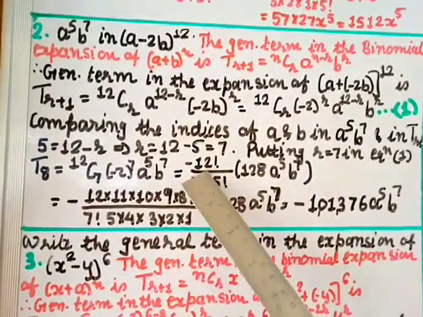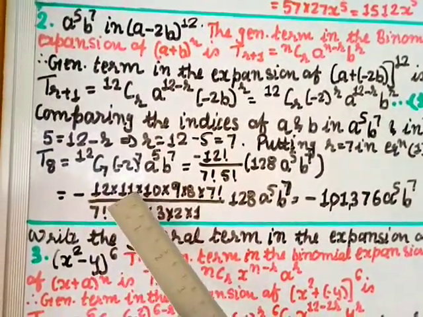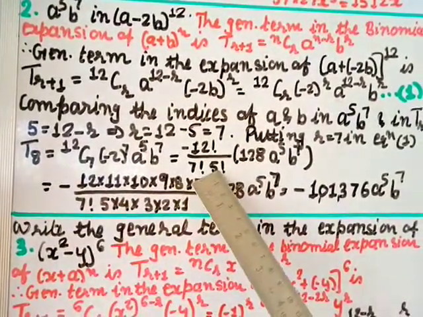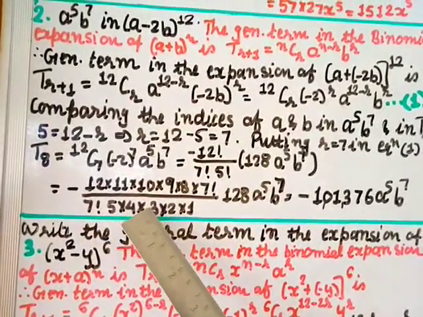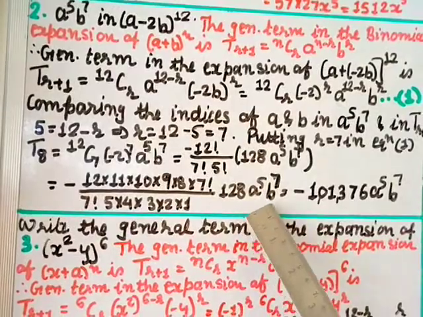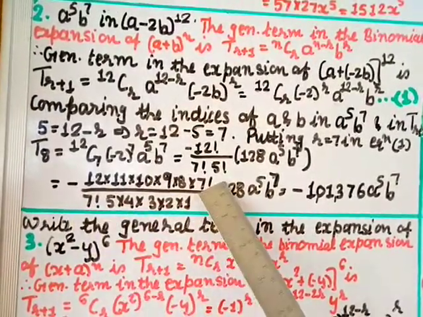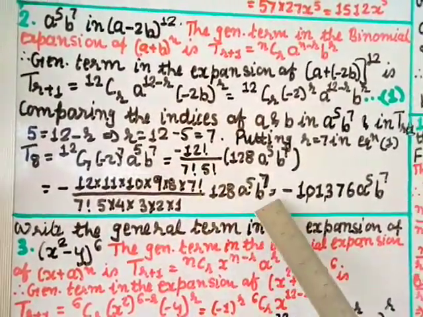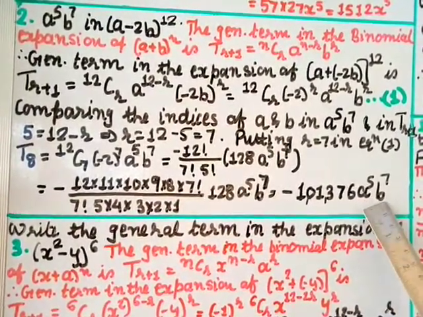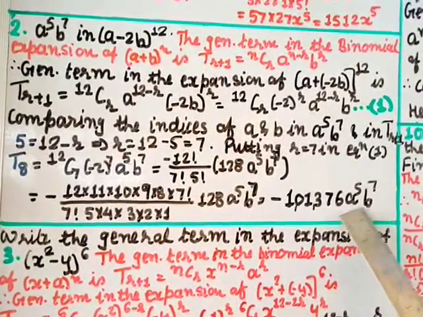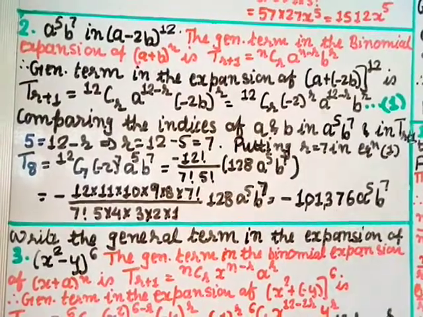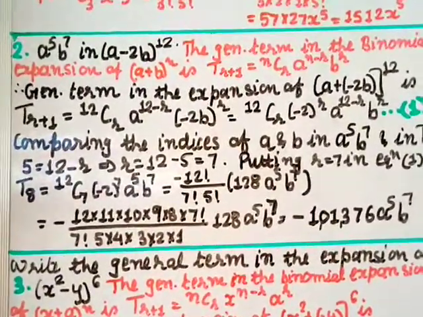Okay, 12 factorial can be written as 12 into 11 into 10 into 9 into 8 into 7 factorial. This 7 factorial stays as it is. 5 factorial is 5 into 4 into 3 into 2 into 1. And this is as it is, 128 a power 5 b power 7. 7 factorial you cut and simplify this part, you get minus 101,376 a power 5 b power 7. So that is the coefficient of a power 5 and b power 7, that is 1,01,376 but negative value. Okay, so that is the solution for question number 2.